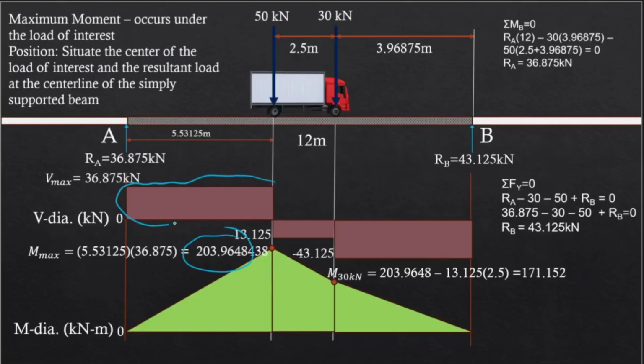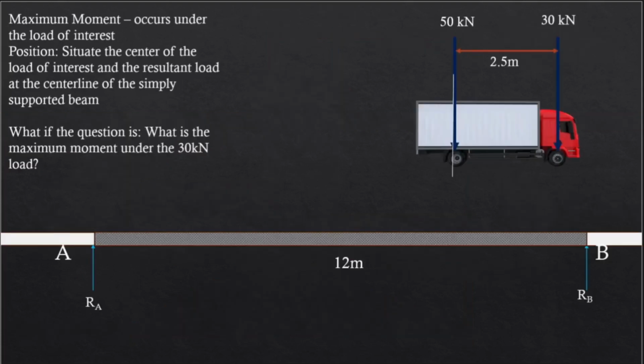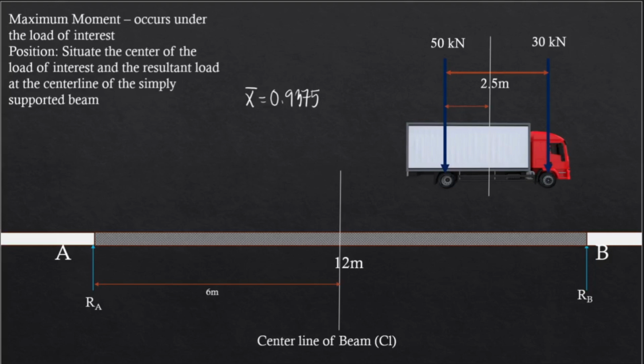That's simply this area. However, so that you won't need to form the shear diagram, just take moments about the 50 kN load. And so to do that, just solve RA and then take moments about this load. So you have 36.875, your load, multiplied by the moment arm going to the 50 kN load. That's your maximum moment. And so that's why this is the load times the moment arm. Now, what if the question is, what is the maximum moment under the 30 kN load? This is what we will do. We already know the location of the resultant force. We have again 0.9375.